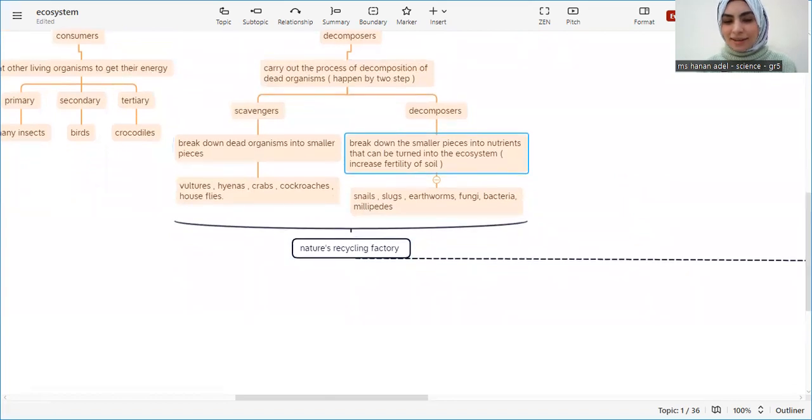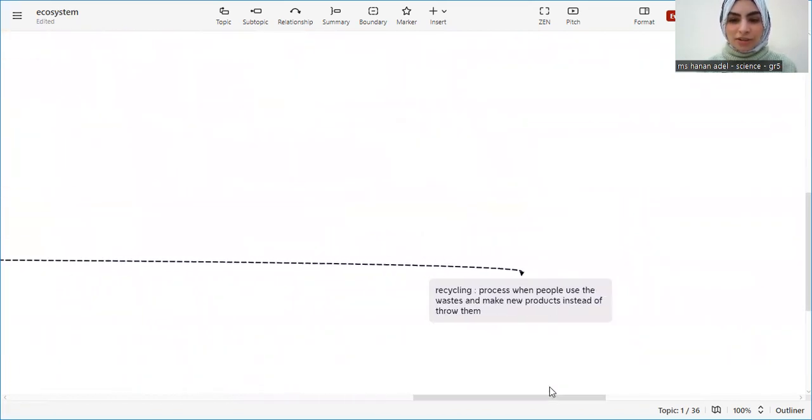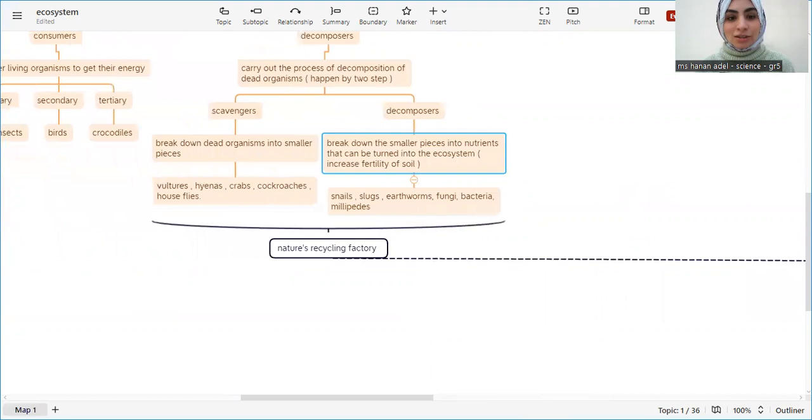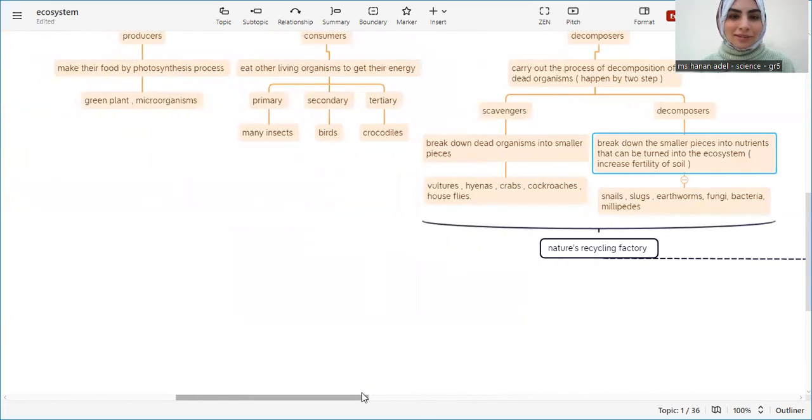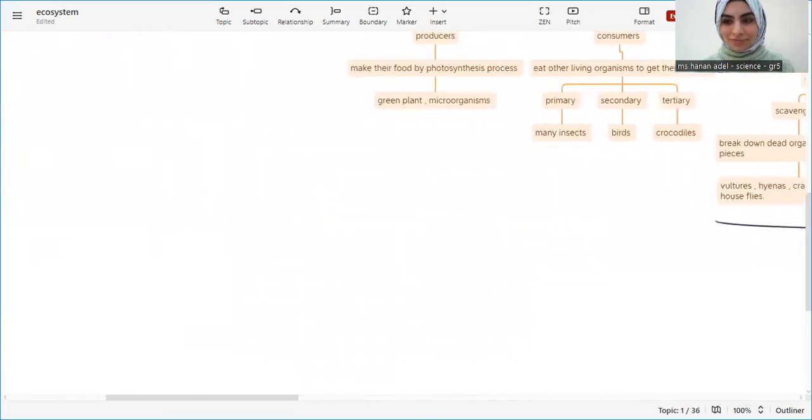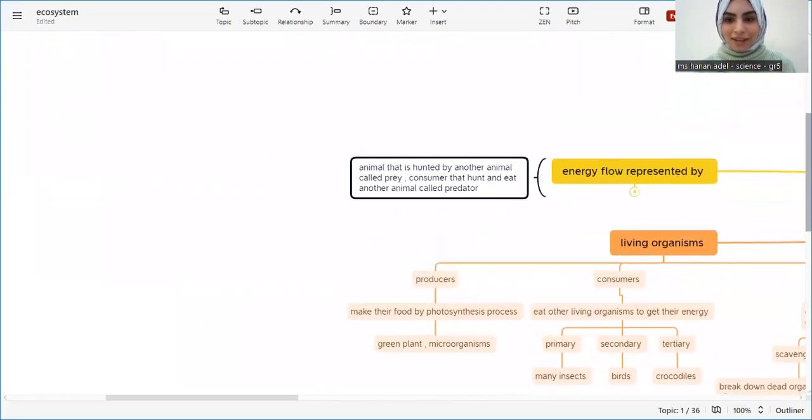What is recycling in general? Recycling in general means a process where people use wastes and make new products from them instead of throwing them away. This is what people do, but it happens in nature here with the help of decomposers, so we call it nature's recycling factory. This is everything about the living organisms. The last part in this food chain section speaks about the energy flow.